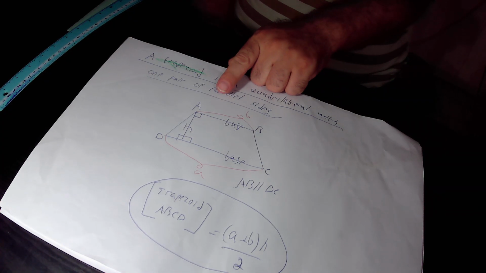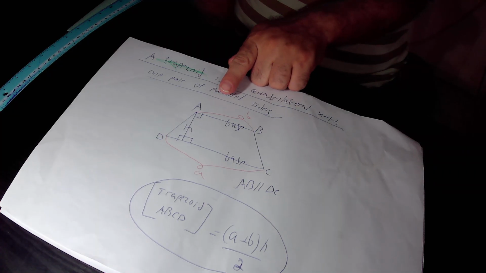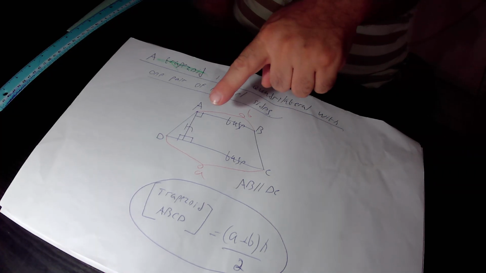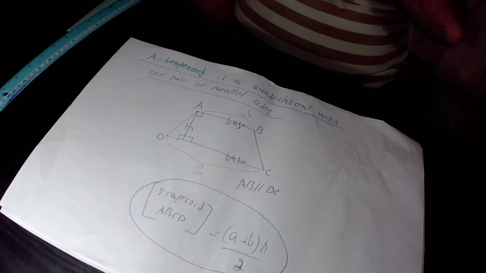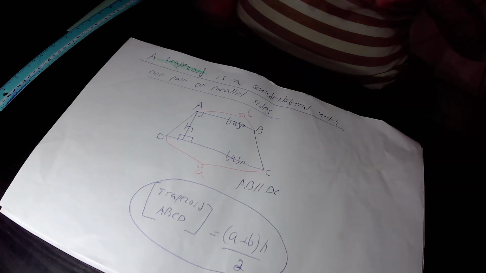You can see here that the height edge creates 90 degrees with the base AB, and the height edge also creates 90 degrees with the base DC. So a trapezoid is a quadrilateral with one pair of parallel sides, and the area of a trapezoid is equal to the sum of its two parallel bases times the height over 2. The height must create 90 degrees with the two parallel bases.